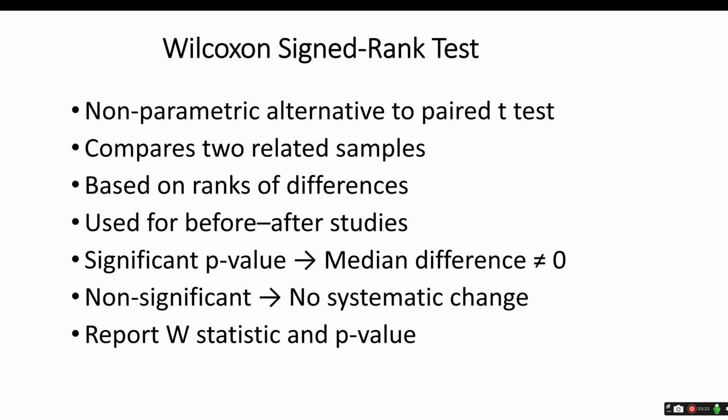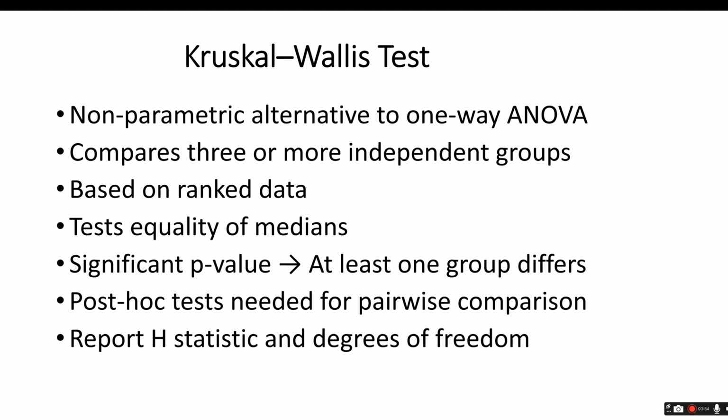So Wilcoxon signed rank test is also a non-parametric test. It's an alternative to paired t-test, which is a parametric test. It compares two related samples based on the ranks of differences. This calculates the ranks of each variable and then calculates the differences in the ranks. And it's the same thing: a significant p-value means there is a difference. If the p-value is more than 0.05, there is no difference.